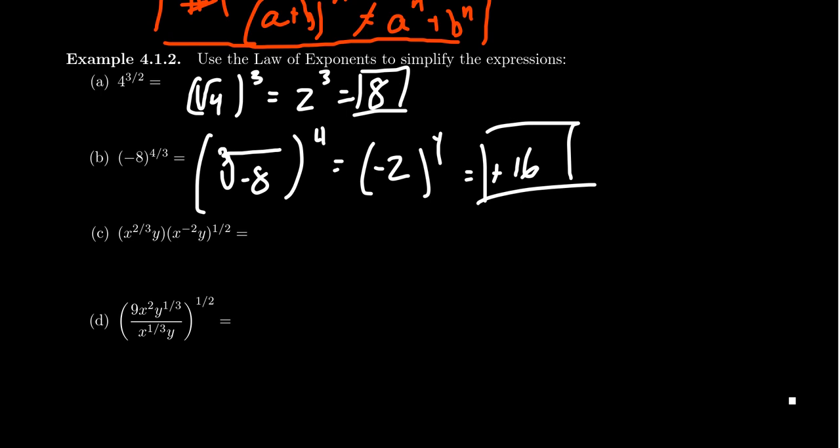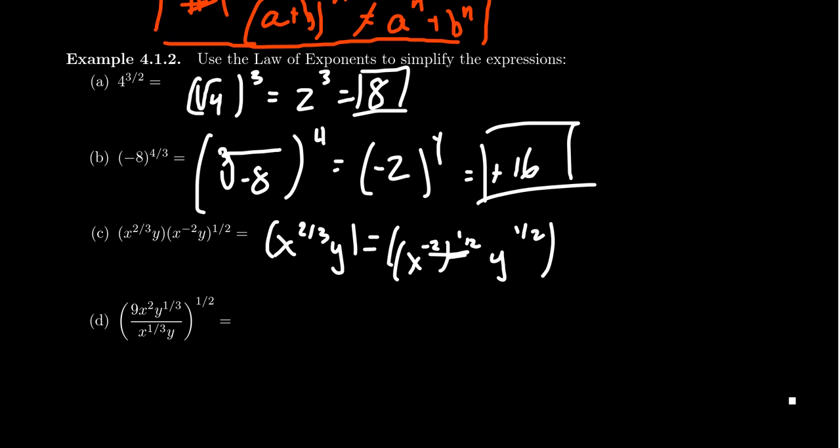Those are some exponential calculations with specific numbers. We can also simplify exponential expressions, maybe involving variables like x and y right here. So when you have a product inside of an exponent, you want to distribute that exponent, like on the first part. So you get x to the 2 thirds times y. We're going to multiply that by then. You're going to get x to the negative 2 to the 1 half power, and then you're going to get y to the 1 half power.